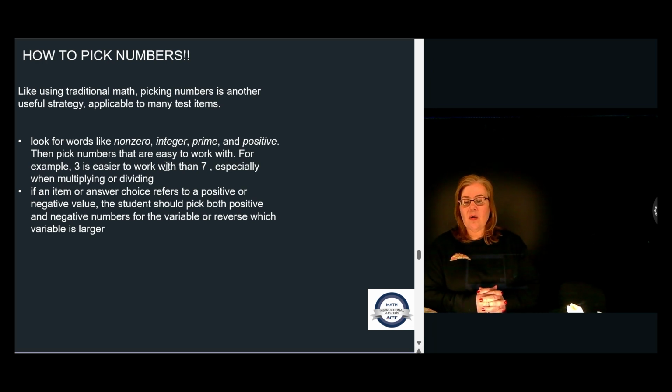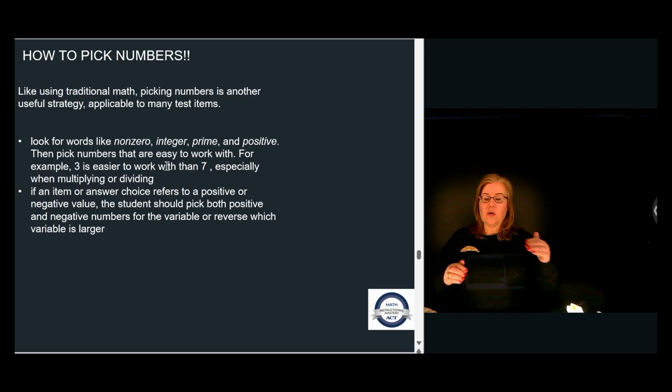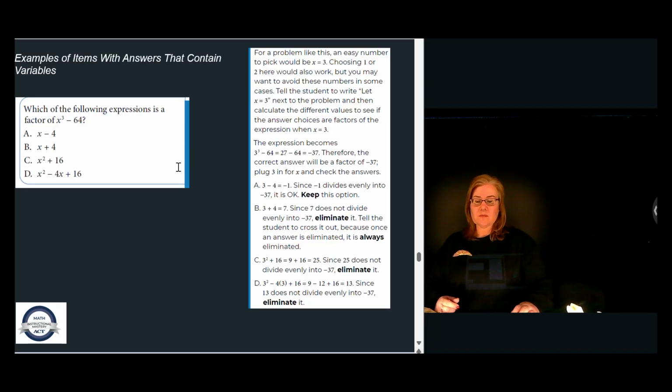We also want to make sure that if an item or an answer choice refers to a positive or negative value, we pick both positive and negative so we can see if we have to reverse them depending on the variable, or reverse them depending on which one is larger or smaller. So we always want to make sure that we're looking at that as well. All right, so let's look at some examples to see how we would use picking numbers.